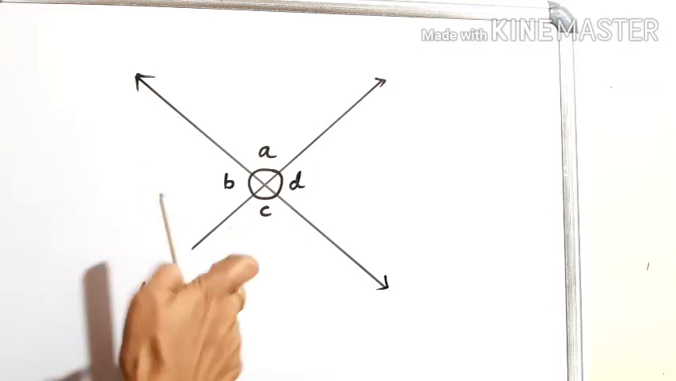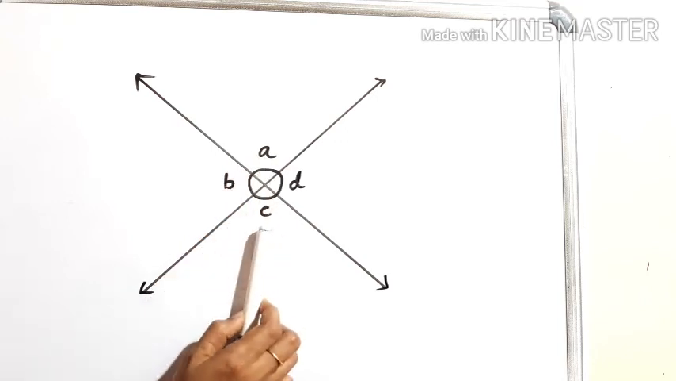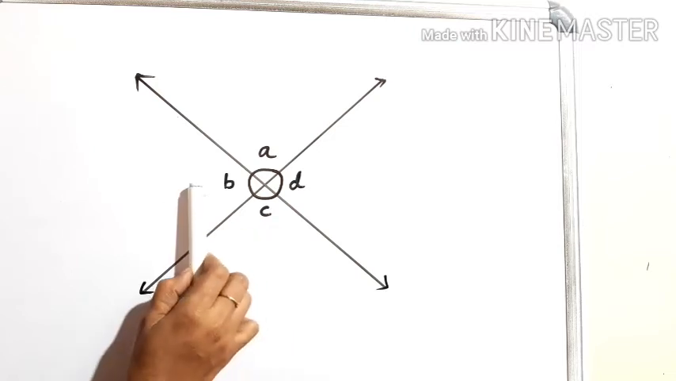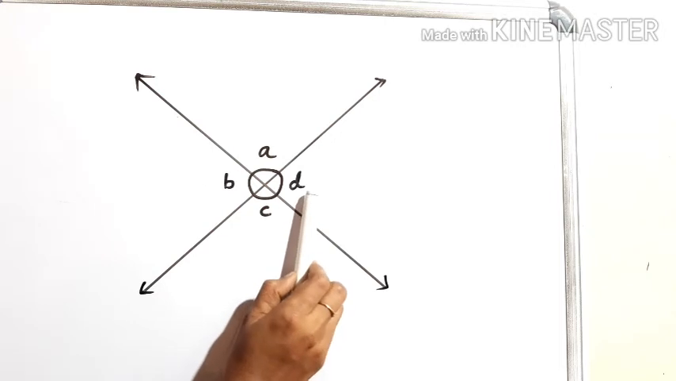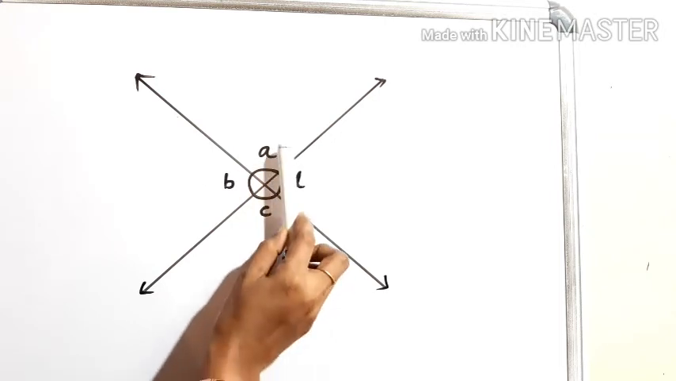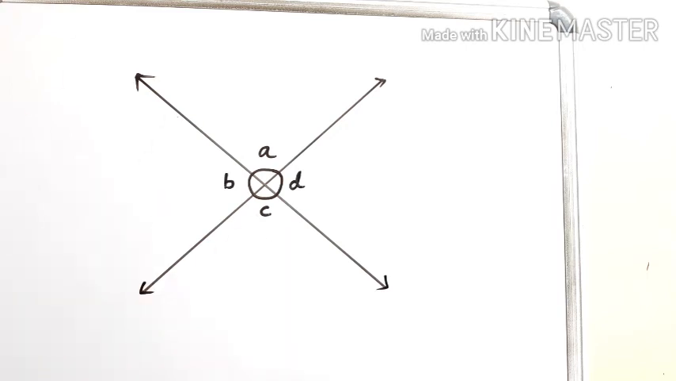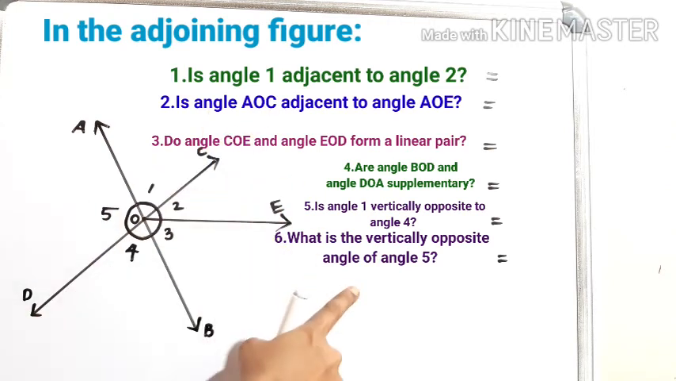Clear, no? If it is 80 degree, can you give me measurement of angle C? Also becomes 80 degree. If it is 10, what about measurement of angle D? Yes, also becomes 10. That means vertically opposite angles are equal. Clear, no? From this adjoining figure, we have to find answer of these questions.